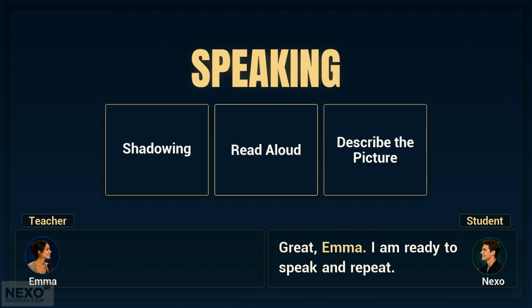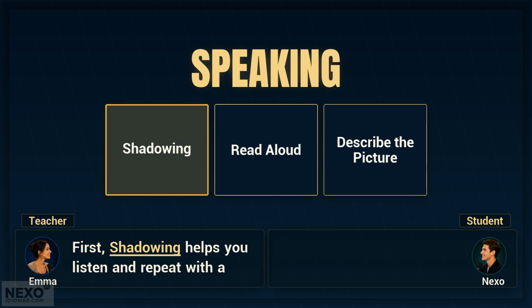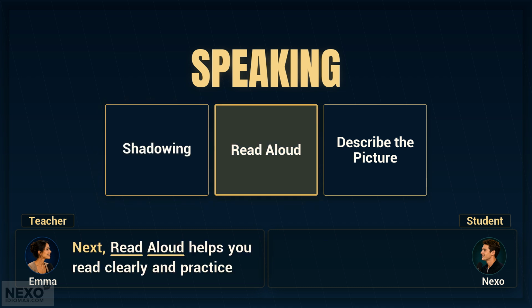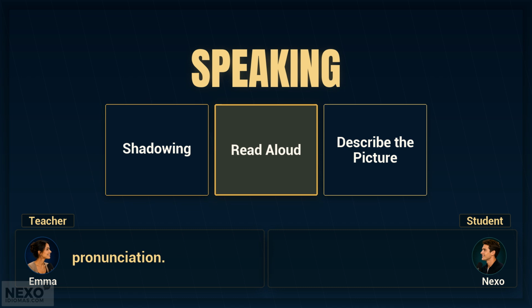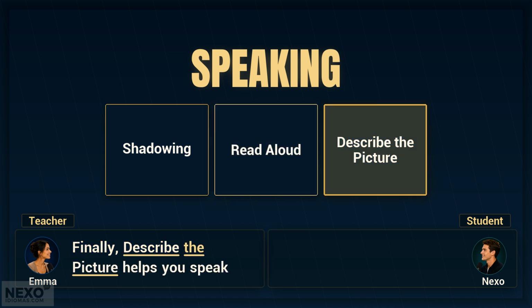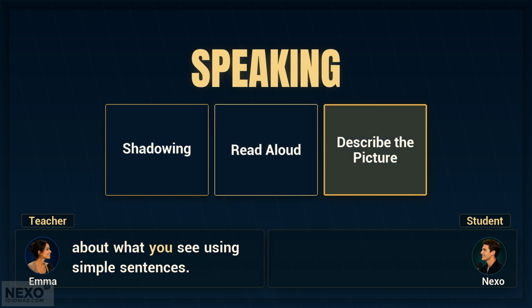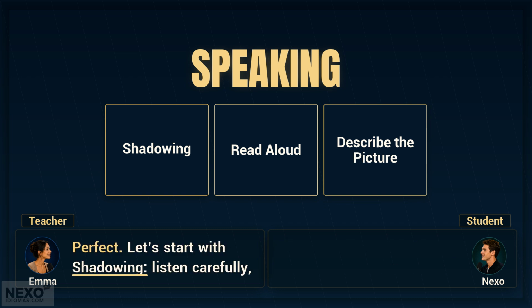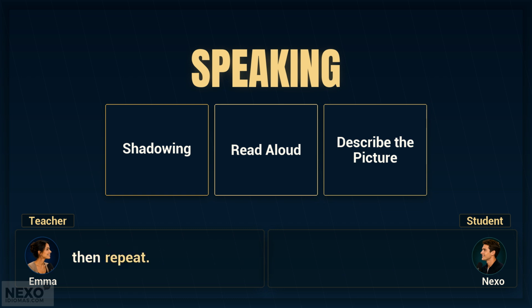Great, Emma. I am ready to speak and repeat. First, shadowing helps you listen and repeat with a natural rhythm. Next, read aloud helps you read clearly and practice pronunciation. Finally, describe the picture helps you speak about what you see using simple sentences. That sounds useful. Short steps are good for me. Perfect. Let's start with shadowing. Listen carefully, then repeat.